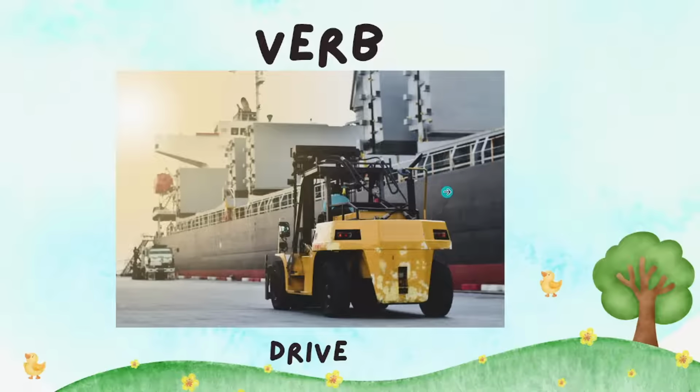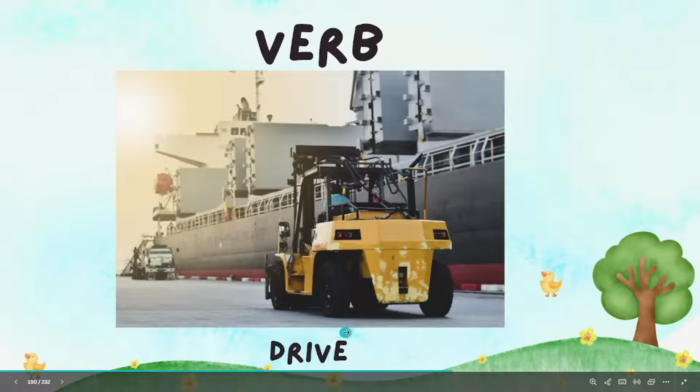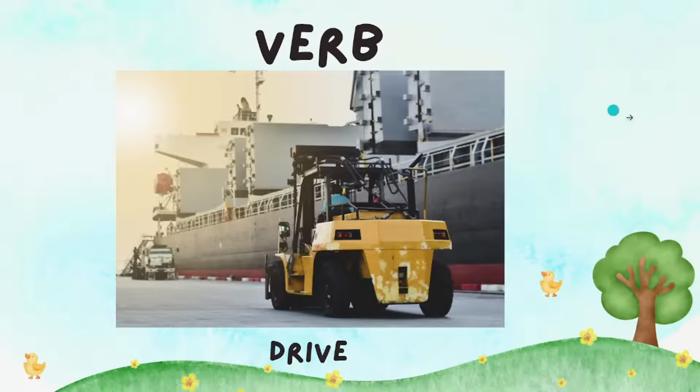We have here a forklift. Okay? This is a forklift. This man is driving the forklift. We can always see this one in the port. Any port. Okay? So, drive. It is a verb because it is an action word.